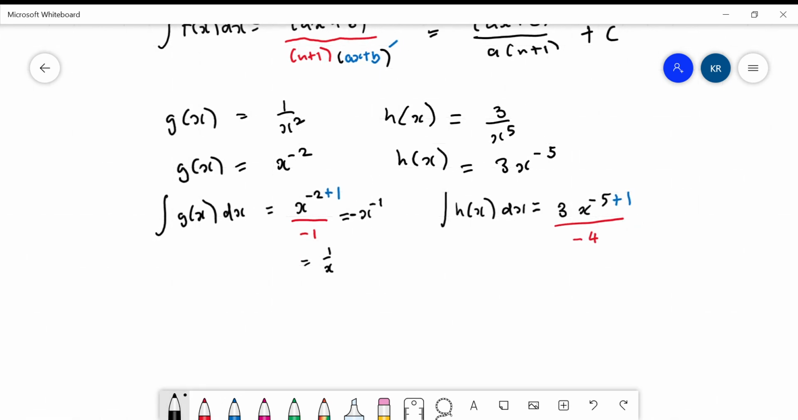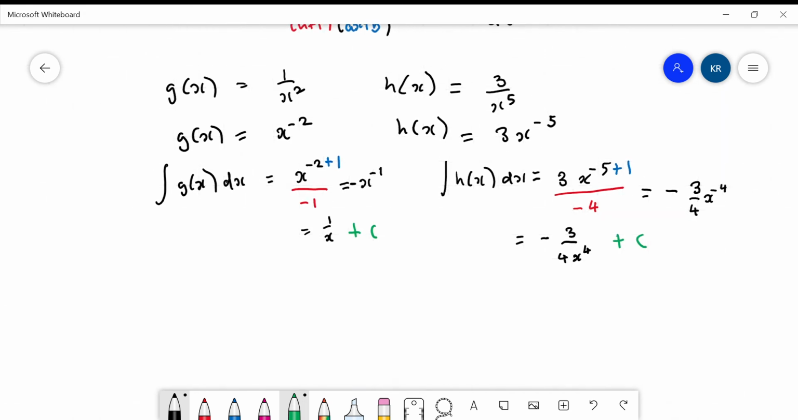So therefore, our answer then becomes minus 3 over 4 x to the power of negative 4, and we can rewrite this as minus 3 over 4x to the power of 4. And the most important thing is to always put that c, the plus c. So essentially, you use the same principles of integration as you did before. So if it's of the form 1 over ax, where a is a constant, just ensure that you convert your x to a negative power so that it becomes easier for you to integrate.